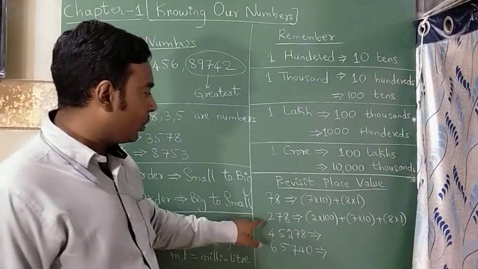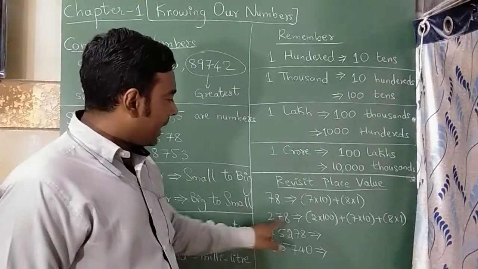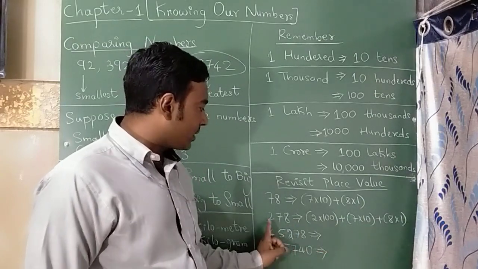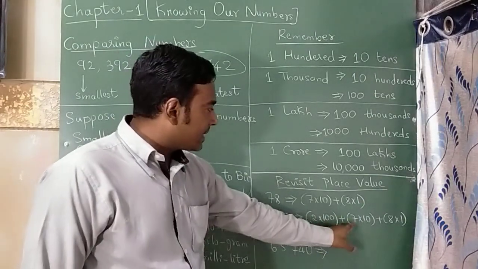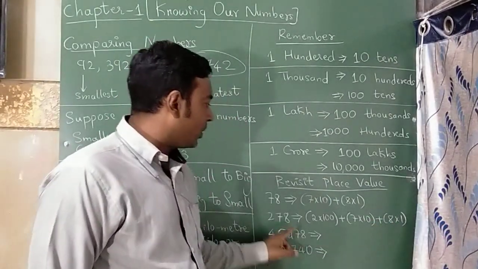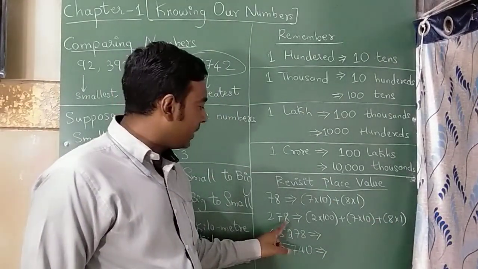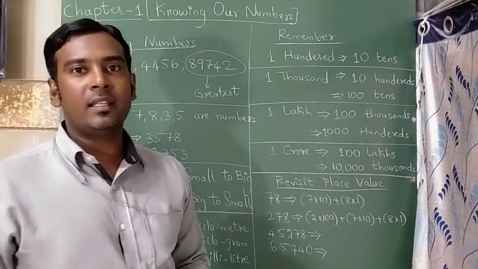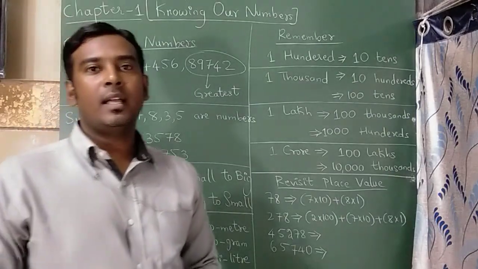Fine. Now 278. This can be written in the expanded form: 2 into 100 because it is on the 100's place, plus 7 into 10 because it is on the 10's place, and 8 into 1 because it is on the 1's place. Fine. I want you to solve these two and let me know the answer in the comment section. Let us go to the next topic.